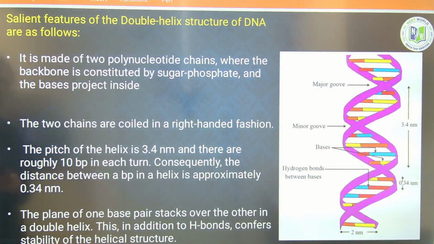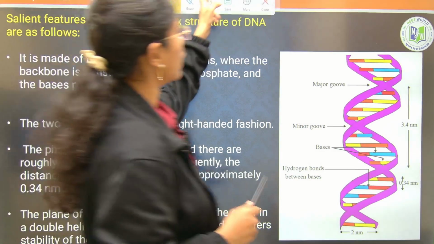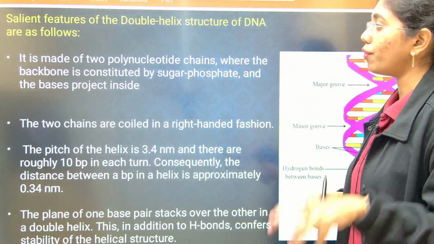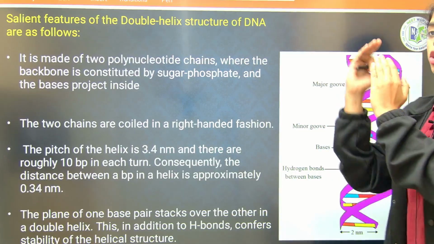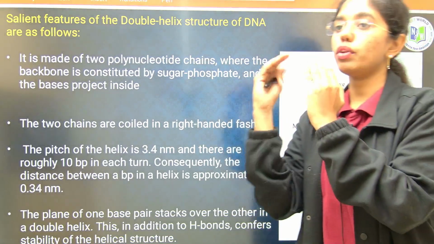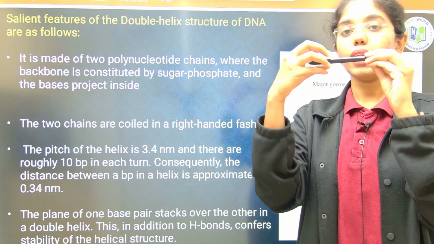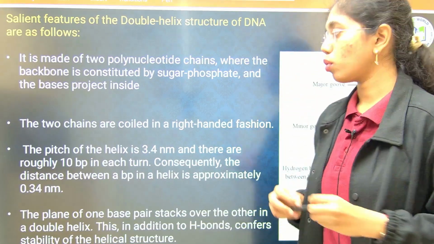About salient features, we have salient features of DNA. We have different forms of DNA, A form, B form, Z form, but the standard form of DNA is the B form. B form DNA is the standard form of DNA. It is made up of two polynucleotide chains where the sugar phosphate moieties will be the backbone of the DNA. They will be facing outwards. Internally, the nitrogen bases of the two strands will be connected by hydrogen bonds.